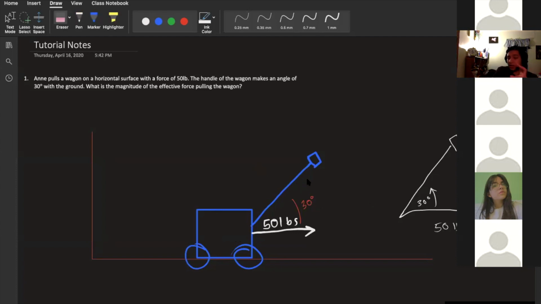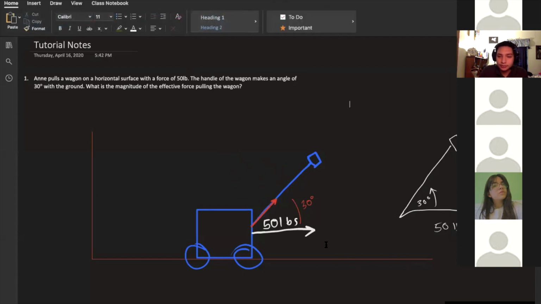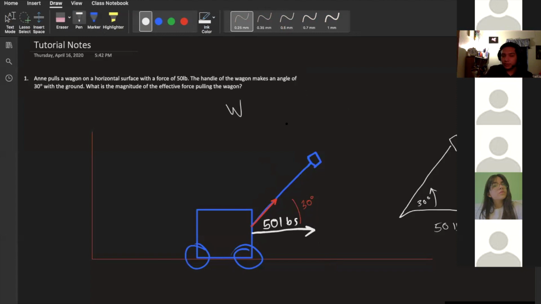So the question now is, what is the magnitude of this vector right here? How much force is being pulled on that handle so that this whole wagon moves with 50 pounds of force? I know that might be a little bit confusing. To answer this question, we're going to create a vector here. So we're going to have this red vector. I'm going to project this vector onto this one to get my red vector. So I'm going to project my white vector onto my blue vector. The projection of the white vector onto the blue vector. Okay.